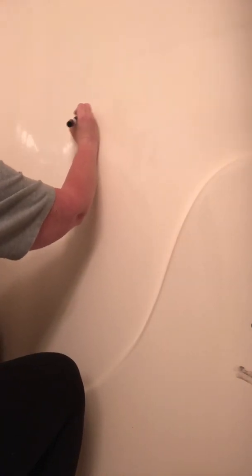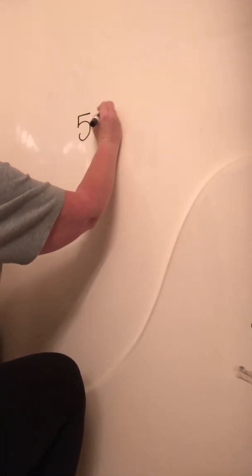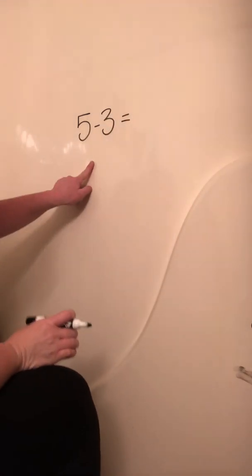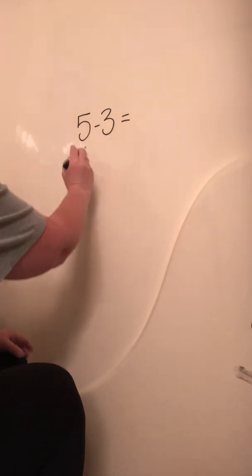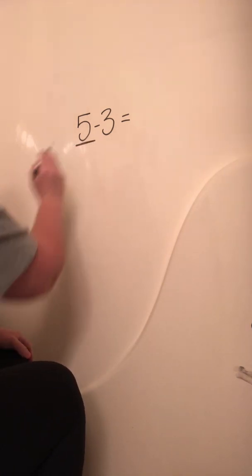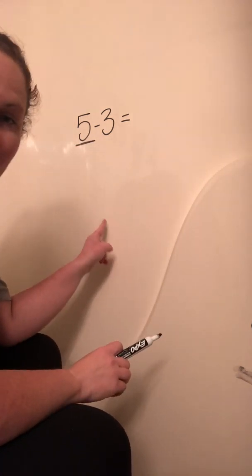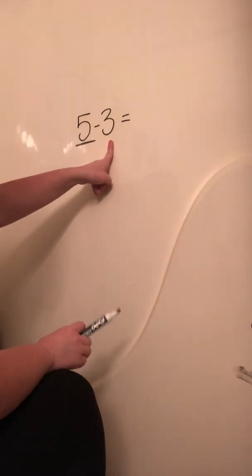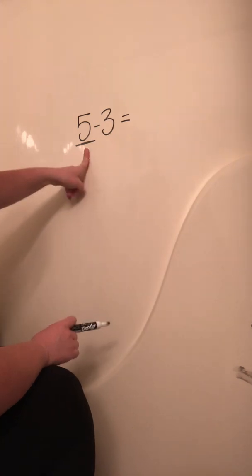So I'm actually going to turn this a little bit so that you can just see the whiteboard a little better. And I'm going to show you. So our first equation is going to be 5 minus 3 equals. So what we do is we start with our first number, the 5. Remember, with subtraction, that first number is always your key number because that is the number you start with every time. And the second number is what you will be taking away. So we start with 5.